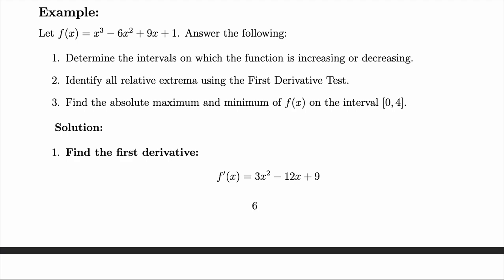Let's take a look at a quick example of how we can apply the first derivative and find out some really important information about this polynomial. So we're going to do three things in this video. First, we're going to figure out where the function is increasing and decreasing. Second, we're going to look at all of the relative extrema using the first derivative test. And then third, we're going to identify the absolute maximum and minimum values on the closed interval 0 to 4.